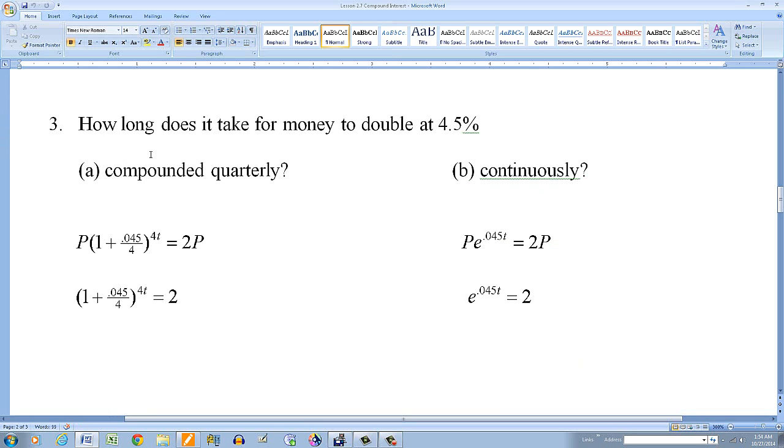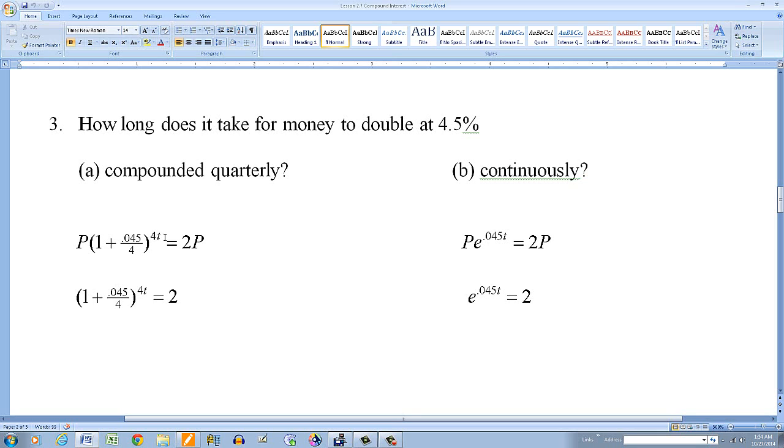For part A, compounded quarterly, the setup would be this. P is the dollar amount, times parentheses, 1 plus 0.045 over 4. And here in the exponent, what we're looking for is the number of years. How long does it take? So we're looking for time. The thing that's not given here is time, and that's what we're looking for. This is your setup.